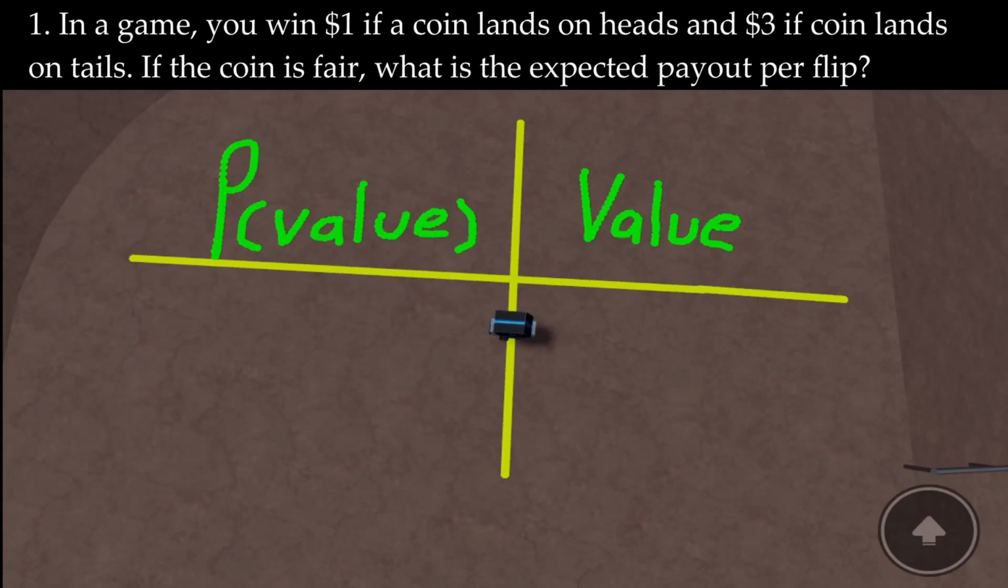In today's video, we're going to cover expected value. Let's take a look at this first problem. It says, in a game, you win $1 if a coin lands on heads, and $3 if a coin lands on tails. If the coin is fair, what is the expected payout per flip?